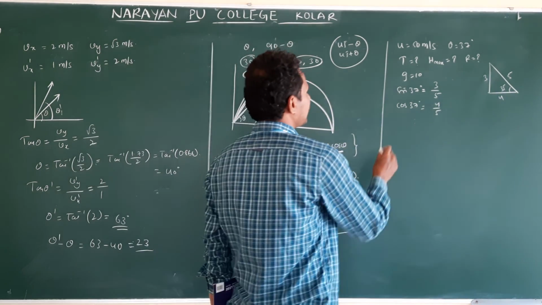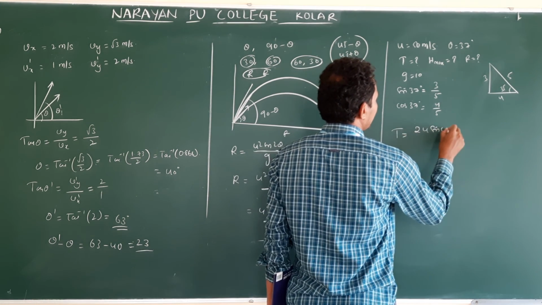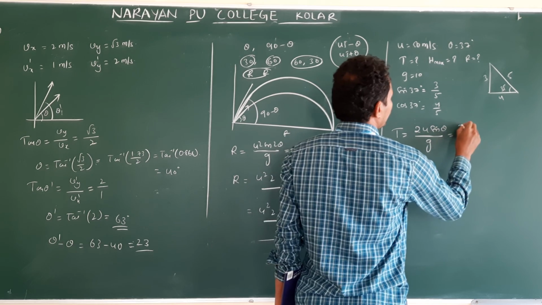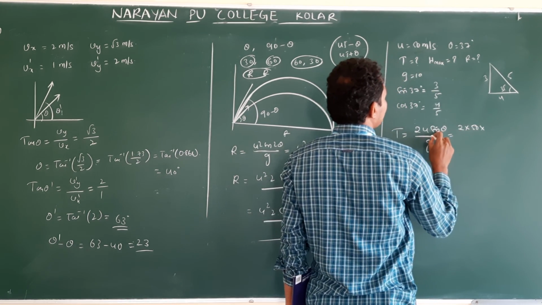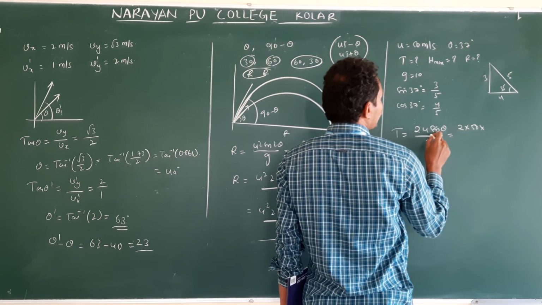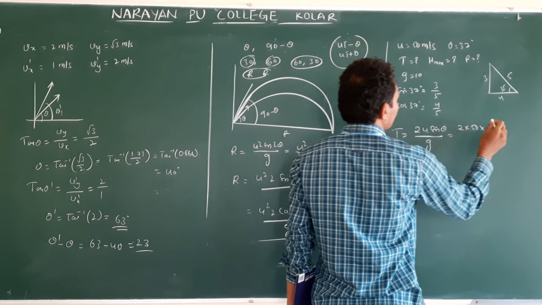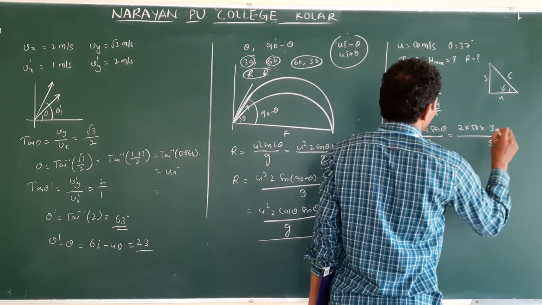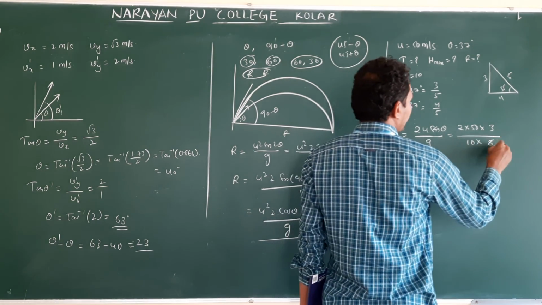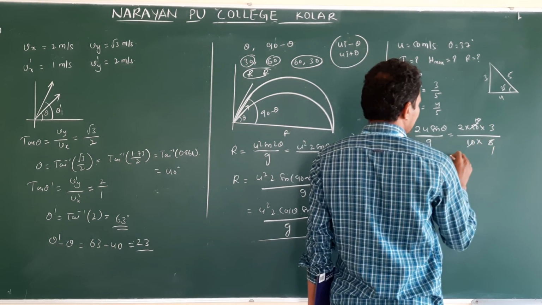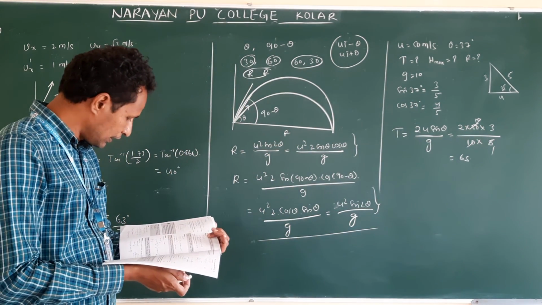Time of flight. What is time of flight formula? T is equal to 2u sin theta by g. What is the velocity? With what velocity it is projected? 50. Angle of projection is 37. Sin 37 is what? 3 by 5. So 5 comes down. G is there, 10. Clear? 5 ones, 5 tens, 10 cancel. 6 seconds. Check it.